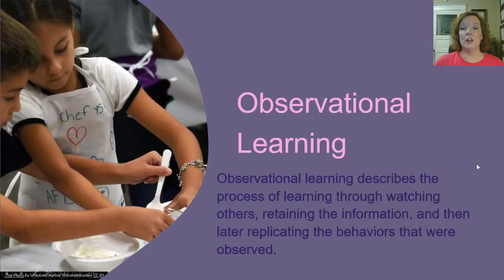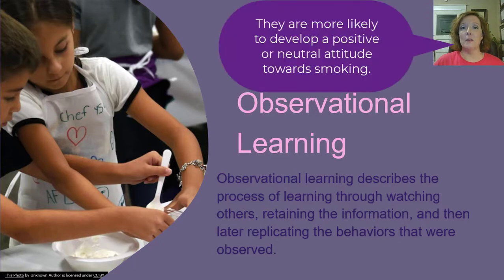In observational learning, this is when learning happens through watching others, retaining the information, and then later replicating the behaviors that were observed. So you basically do what you see. An example of this might be a child who grows up with parents who smoke might be more inclined to pick up a pack of cigarettes and smoke because of observational learning.